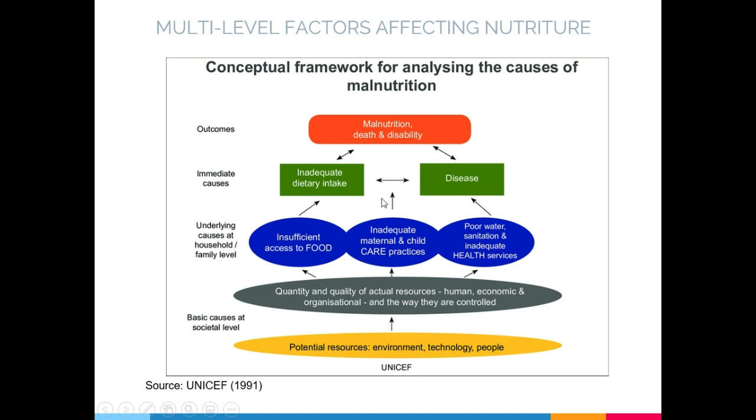We also have this UNICEF conceptual framework for analyzing the causes of malnutrition. The causes of malnutrition, according to this framework, are categorized into three levels: the basic causes, the underlying causes, and then the immediate causes. The immediate causes are at the individual level. Mao ni ang mga factors sa individual nga level. They are immediately related with malnutrition.